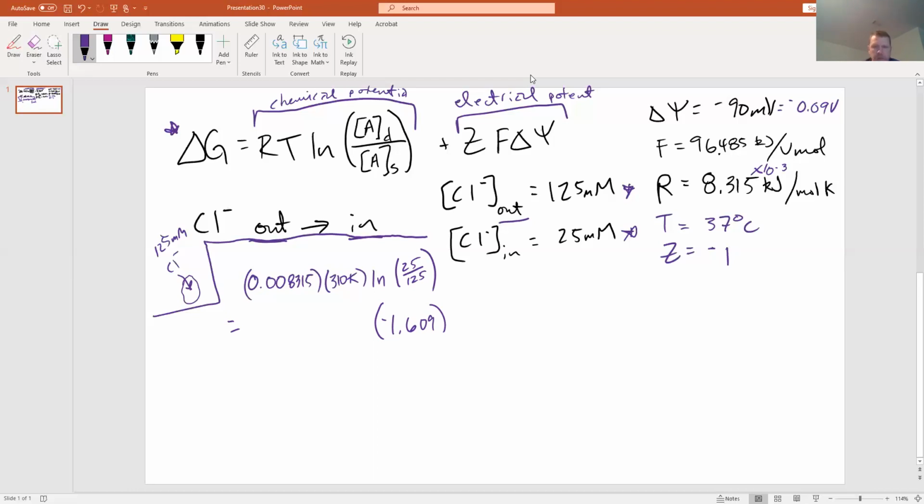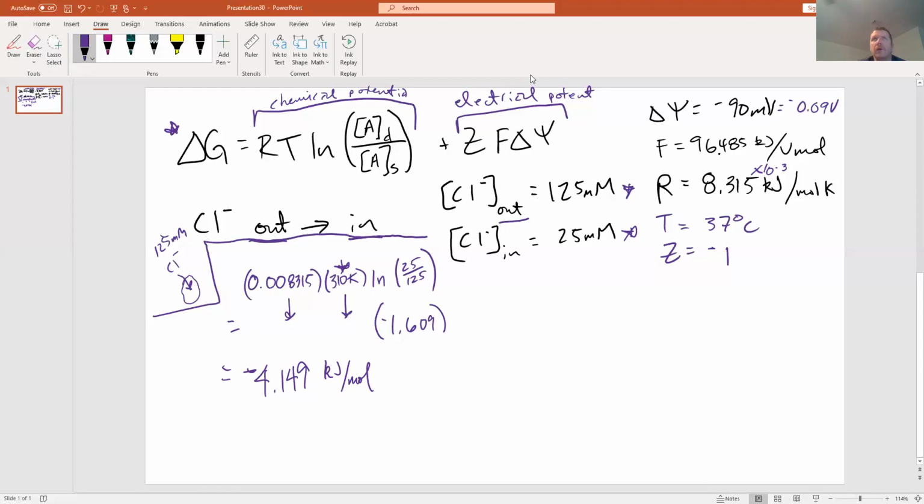But for the sake of thoroughness, let's go ahead and plug these other numbers in. So negative 0.1069 times 310 times 0.008315. And that gives me a value of negative 4.149, and my units for that are going to be kilojoules per mole, because I had the temperature factored in, and now that's gone. Okay, now that's the chemical potential.